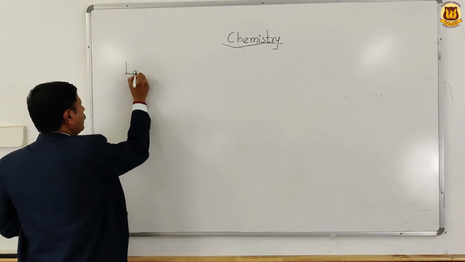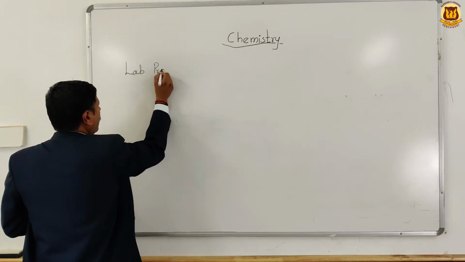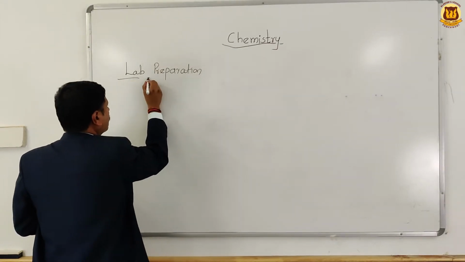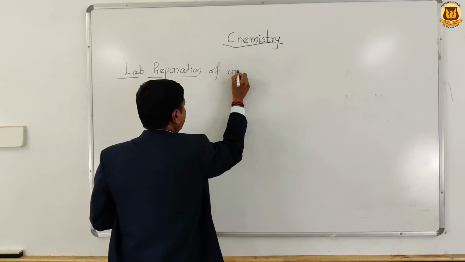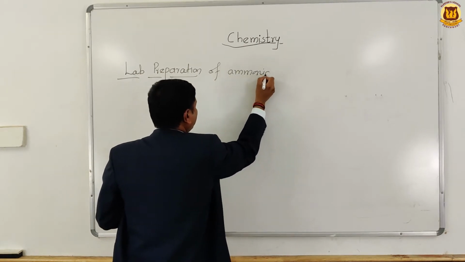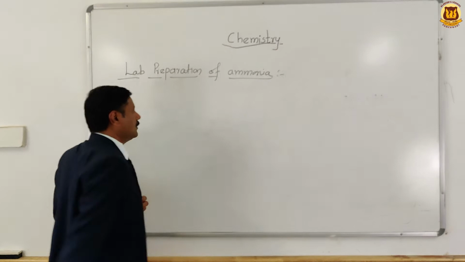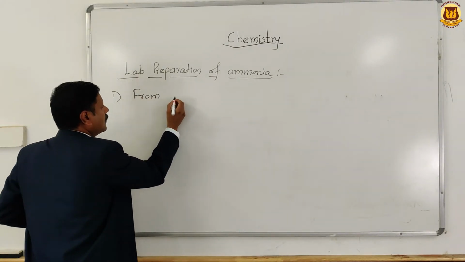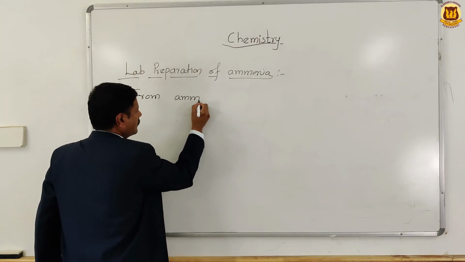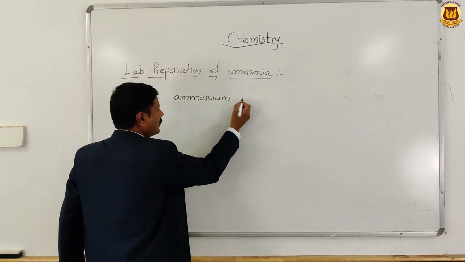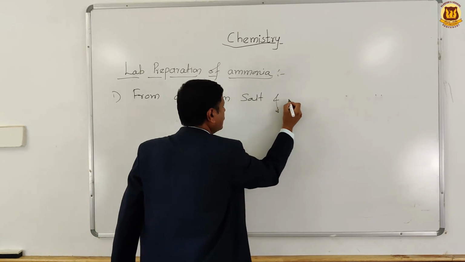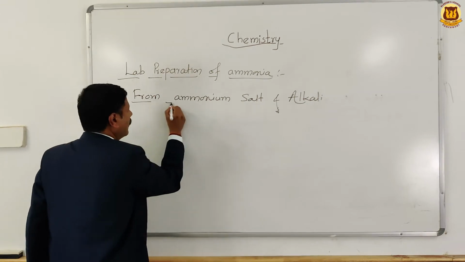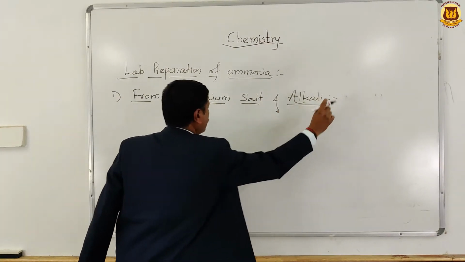So lab preparation is a very important part. Lab preparation of ammonia. So the first method is from ammonium salt and alkali.